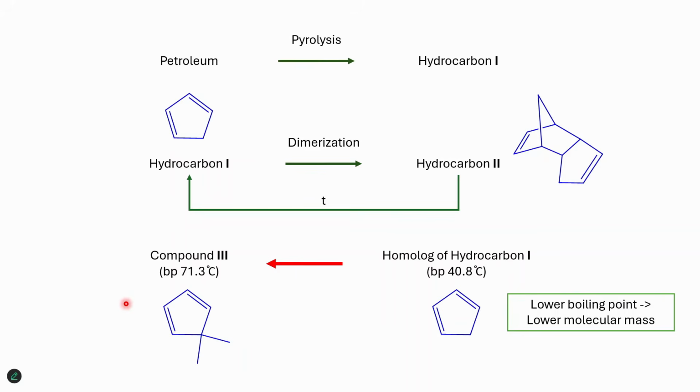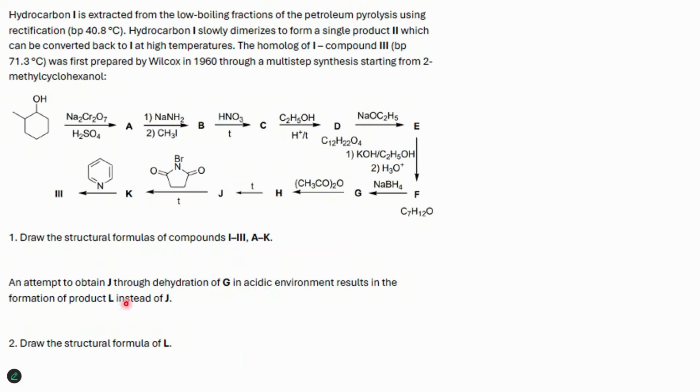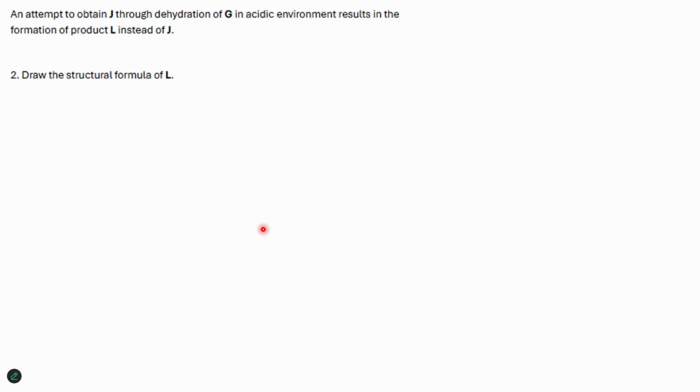Okay, so if we go back to the original question, now we have solved part 1. It took us a lot of time, but finally we were able to find all the structures of the lettered compounds as well as hydrocarbons 1 to 3. Now let's continue with the rest. It says we want to obtain J through dehydration of G in acidic environment, but we get L instead of J. Again, long sentences, a lot of information. It's not helpful, so we need to put it in diagram form.